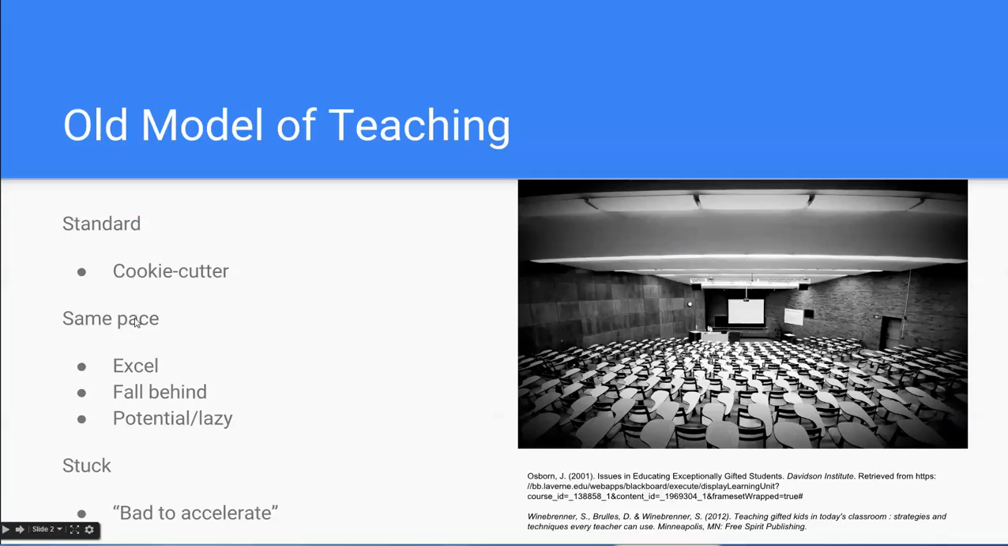So prior to very recently, we had this old model of teaching where everything was very standardized. You had objectives that had to be taught at a grade level. For example, first graders had to learn how to add and subtract one-digit numbers. It was very cookie cutter, and because everyone was at the same pace, there were students who would excel, students who would fall behind, and students who had a lot of potential but were often seen as lazy.